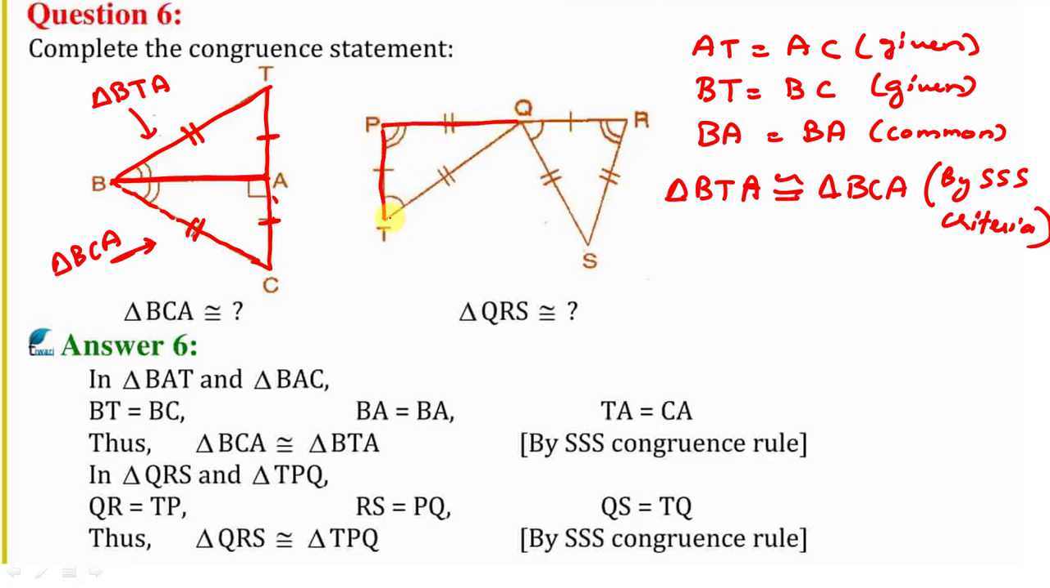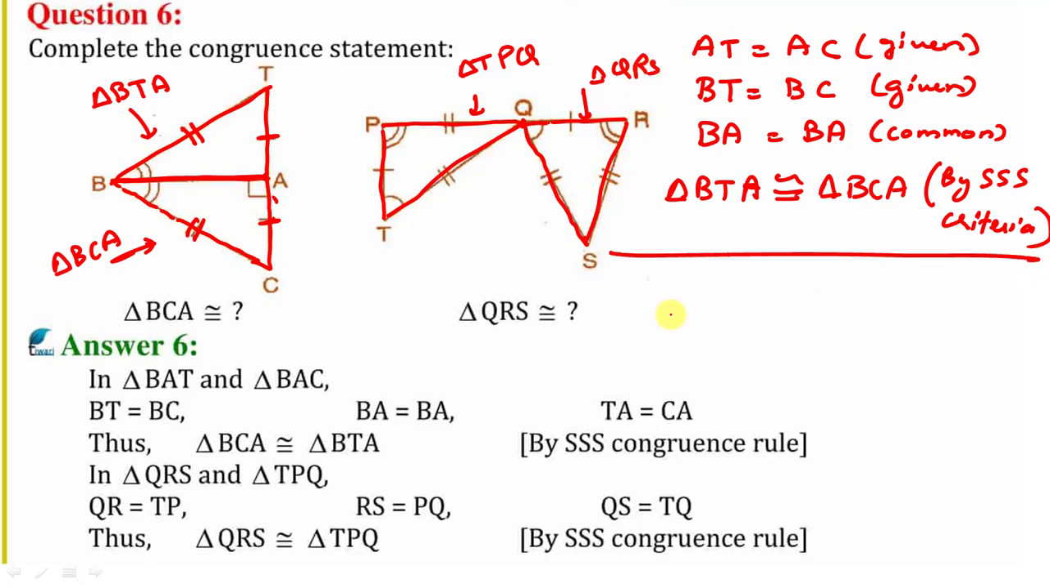The second figure also contains two triangles. This is your first triangle, triangle TPQ, and the second triangle is triangle QRS. So what are the similarities in these triangles?